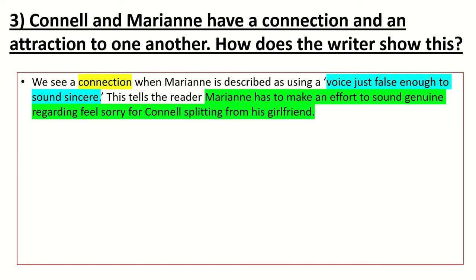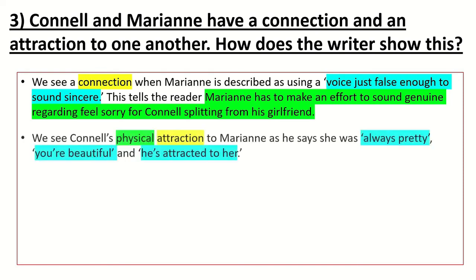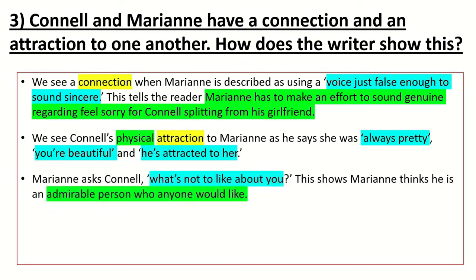Okay, and here are a few more. We see a connection when Marianne is described as using a voice just false enough to sound sincere. This tells the reader Marianne has to make an effort to sound genuine regarding feeling sorry for Connell splitting from his girlfriend. But we see Connell's physical attraction to Marianne as he says she was always pretty, and "you're beautiful." I've got three separate quotes there from three separate parts of the extract. They're all about Connell being physically attracted to Marianne, so I've put them all in together.